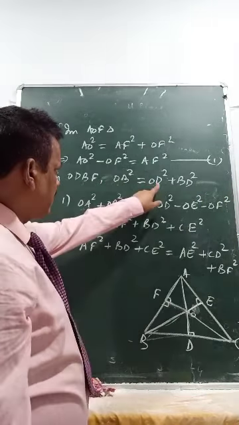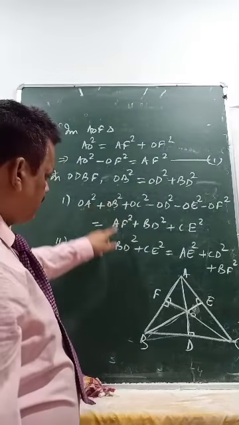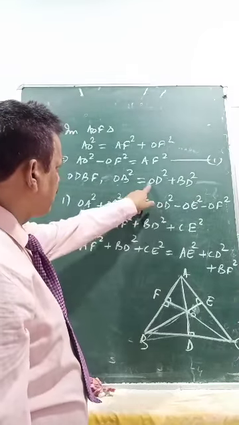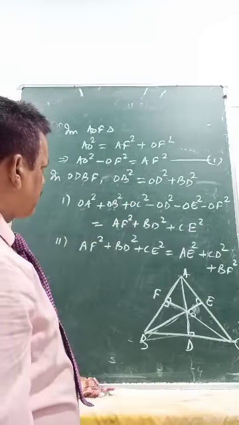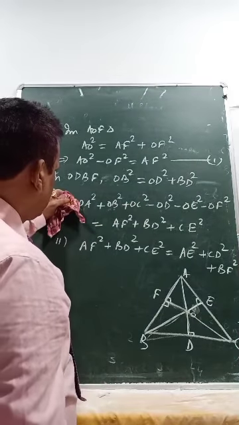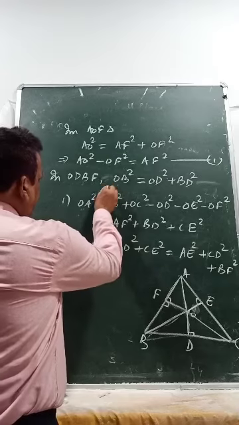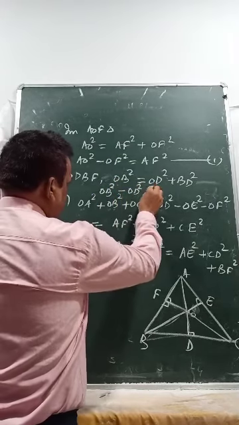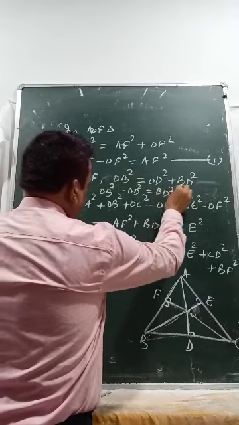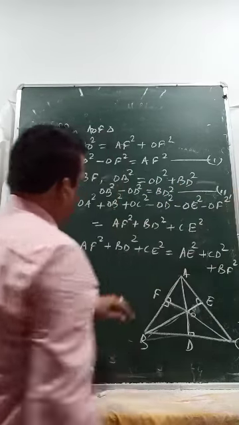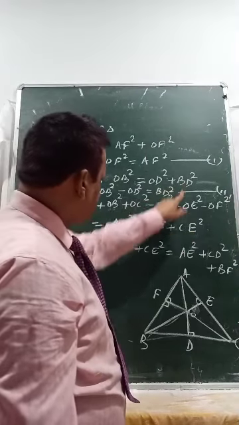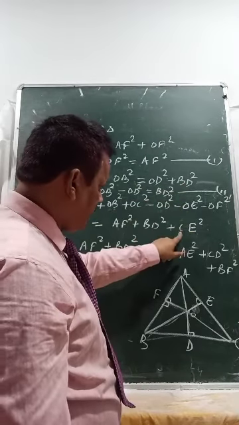Now you can bring OB square. Then what do you need here? OD square. So OD square you can bring here. So OB square minus OD square equals BD square. Look, AF square came. BD square also came.